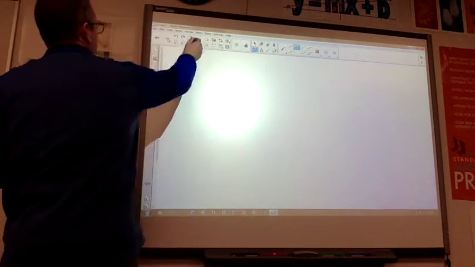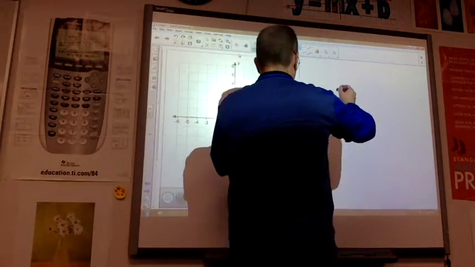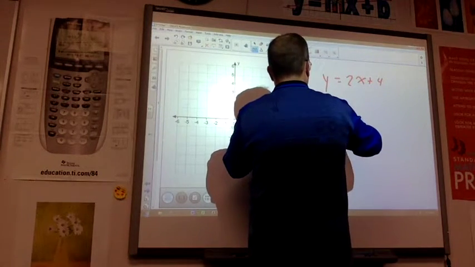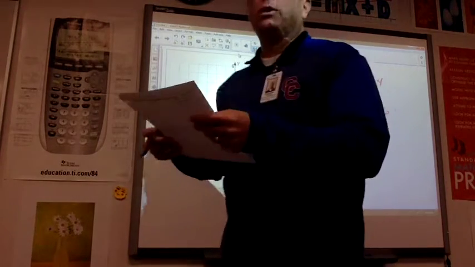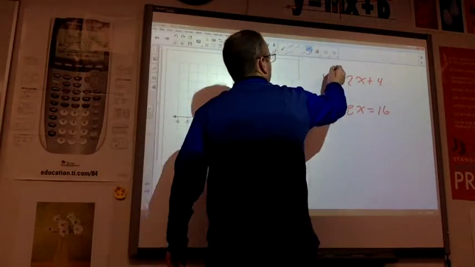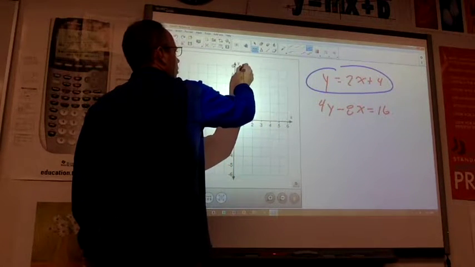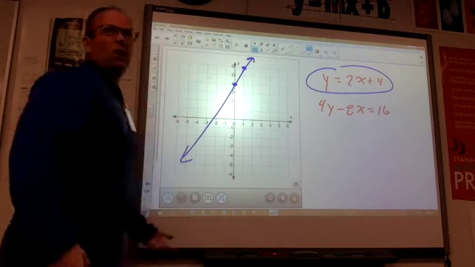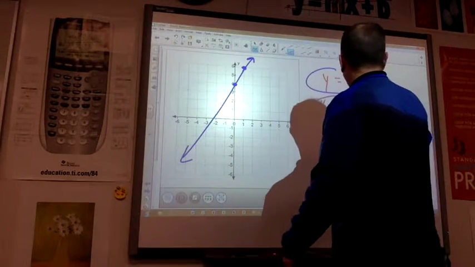Okay, 13 is a graphing, so let me put a graph up here. The top one is set up to go ahead and graph. It's y equals mx plus b, so I have y-intercept of 4. From there, I'm going to go up 2, right 1. It's a solid line because it's equal, right? There's nothing there.